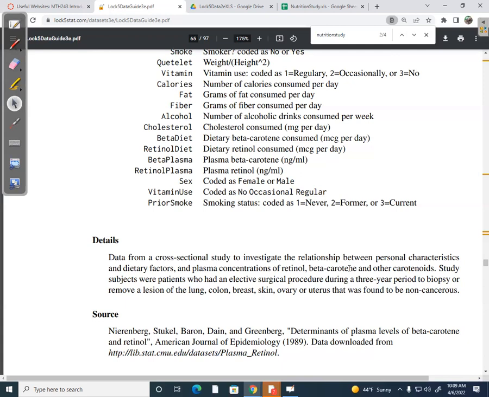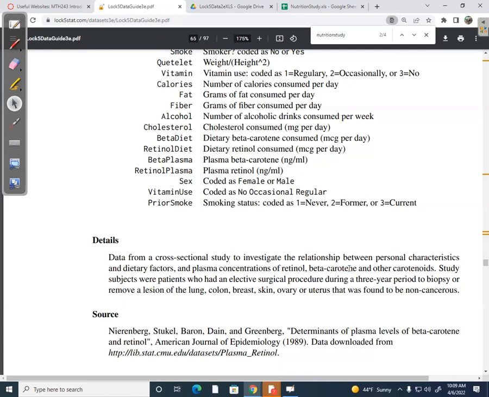All right, so the sample was 315 people. Those people were patients who had an elective procedure. That elective surgical procedure was to biopsy or remove something from a certain part of the body. And that was found to be non-cancerous. Okay. All right, I kind of sort of maybe get the sample here.